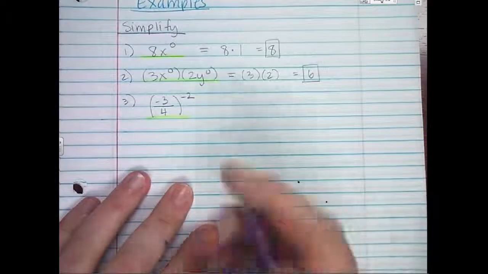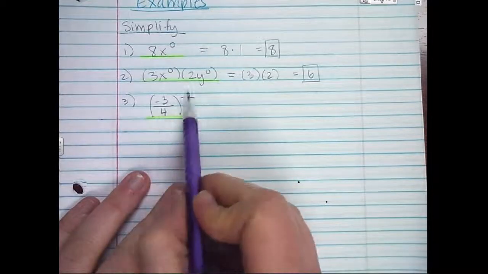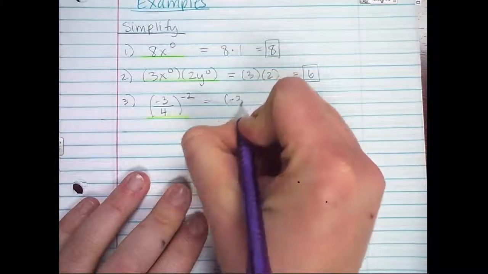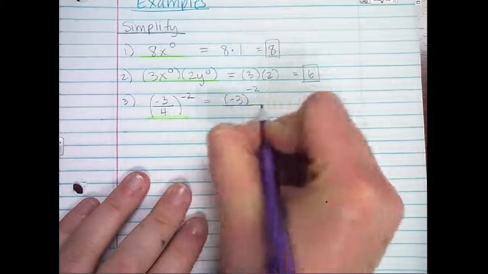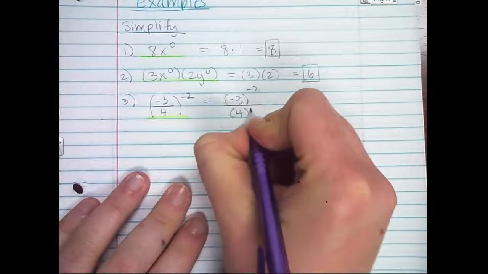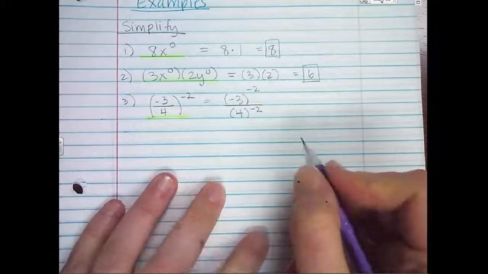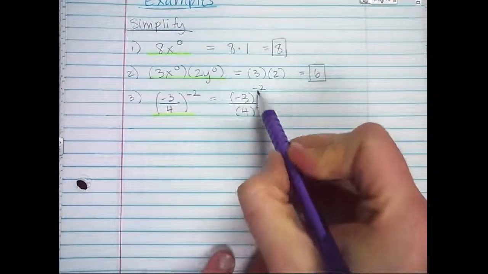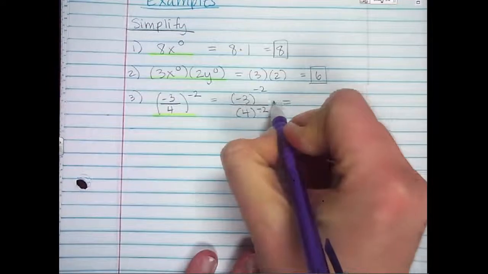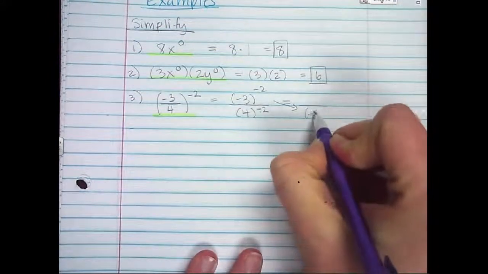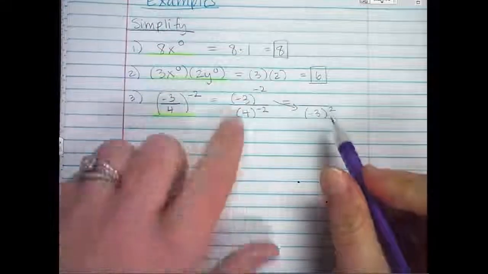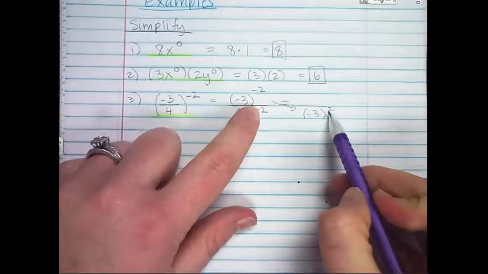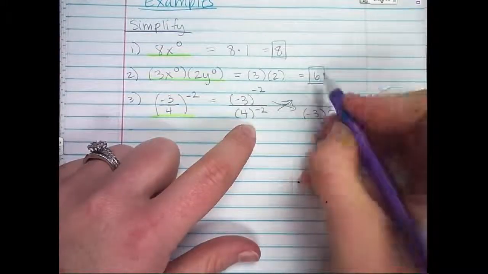Okay, number 3. So when you first look at this and you see two things with this exponent, I want to put that exponent on both of these things. So I'm going to go -3 to the -2 over 4 to the -2. So the exponent goes to both things. Okay, so now let's make these positive. If I want to make this one positive, it moves to the bottom. Now notice, I didn't make the 3 positive, I only made the exponent positive. And then to make this one positive, it moves to the top.